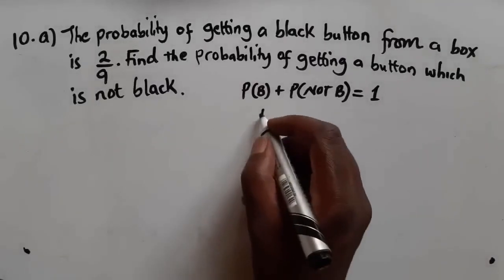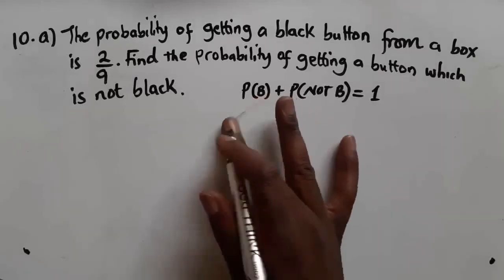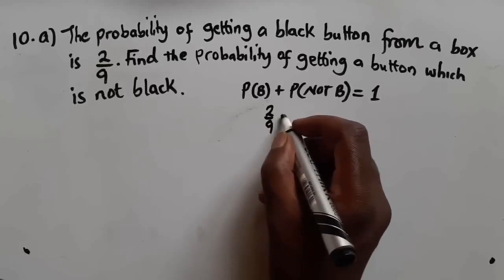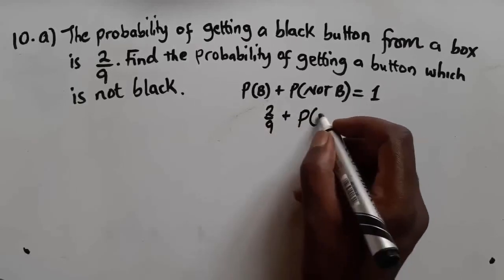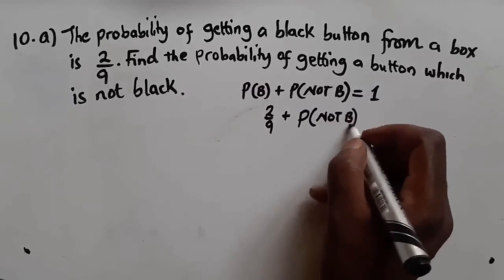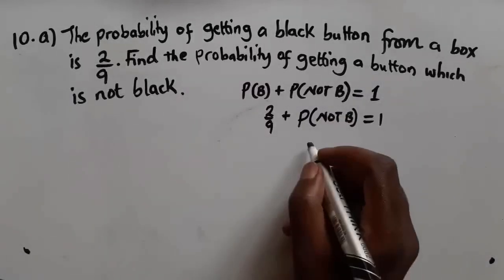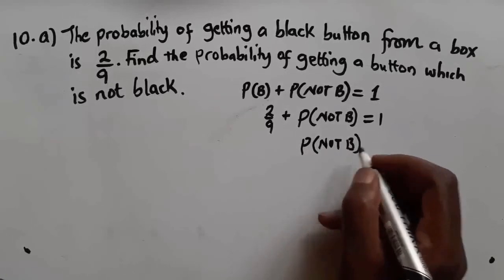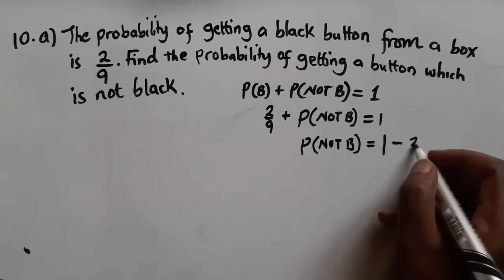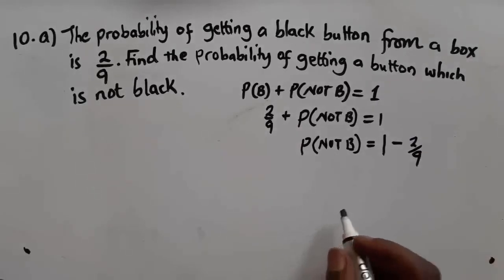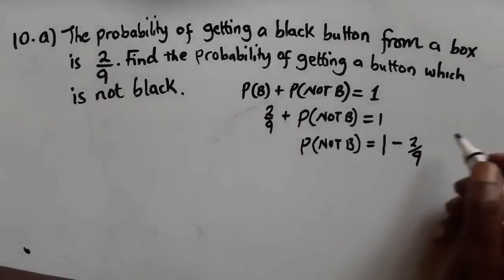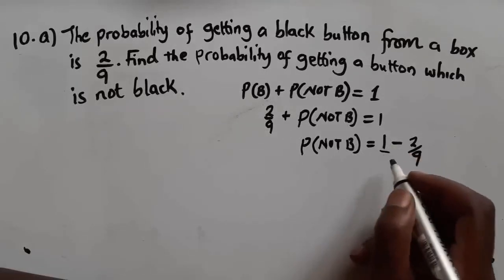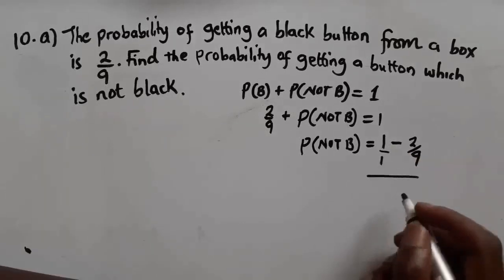Okay. So if the probability of getting a black button is 2/9, then what is the probability of getting a button which is not black? So you know this is very simple. The probability of a button which is not black is going to be 1 minus 2/9. How do we solve this fraction, people? This is very simple. I'm sure you know that. But let me take it for granted that you have issues.